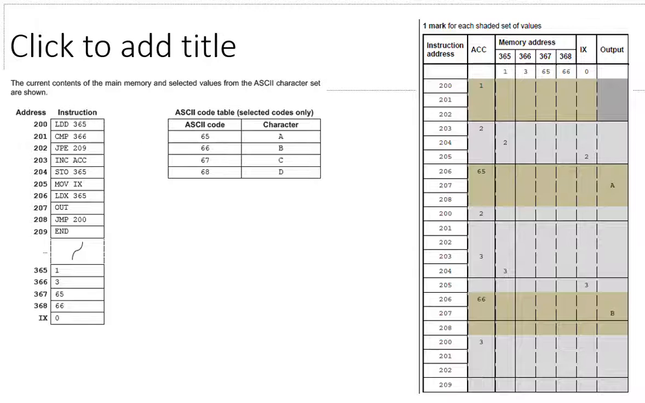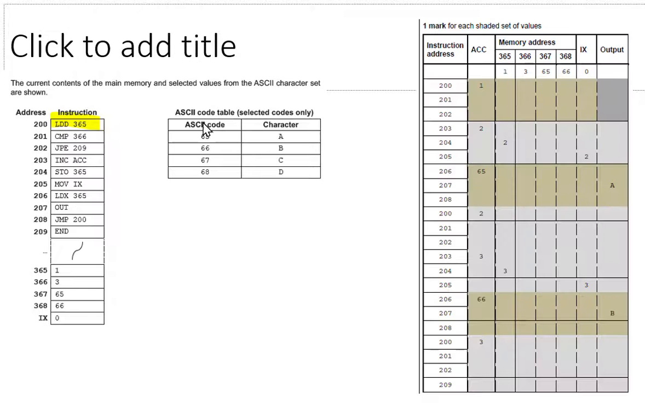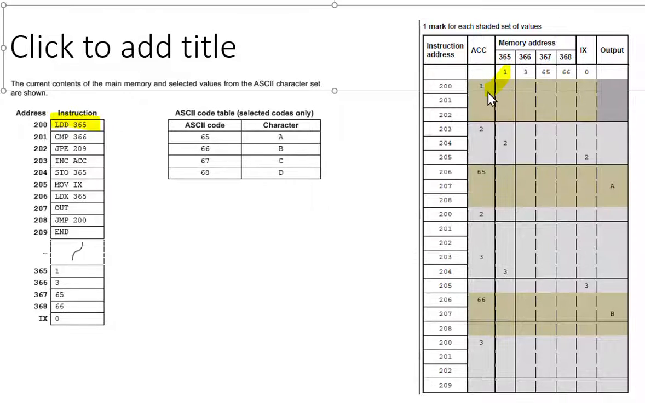and we carry out this instruction here. LDD 365, and LDD is direct addressing. Load the contents of the location given into the accumulator. So we come over here and we look at the address given, 365, and we load the contents into the accumulator. So we take this and I come over here. I'm going to load that into the accumulator. So I now have 1 in the accumulator.